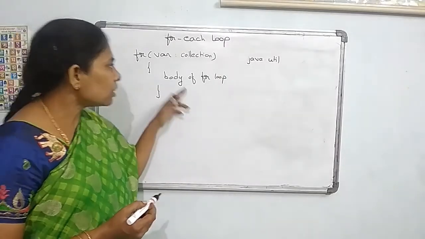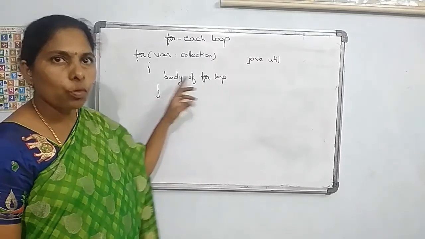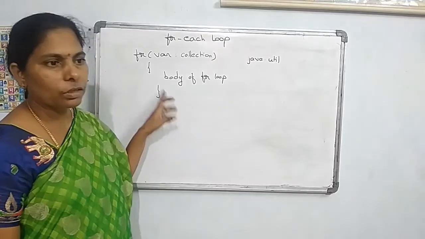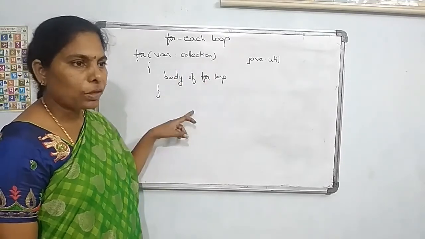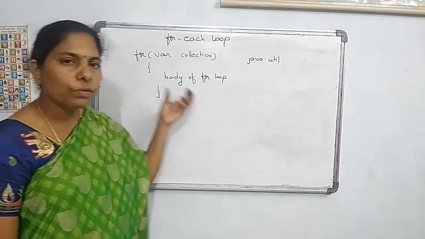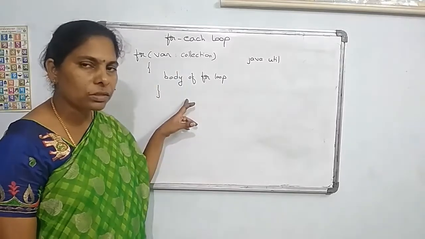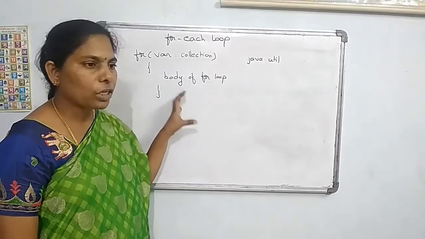In the for each loop, the loop is repeated until all the elements are completed. Suppose you have 5 elements; then this loop is repeated 5 times, until all 5 elements are processed. So this is the process of the for each loop.